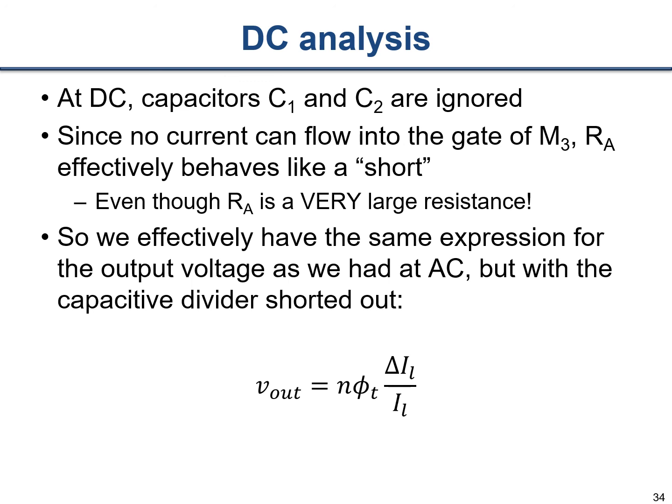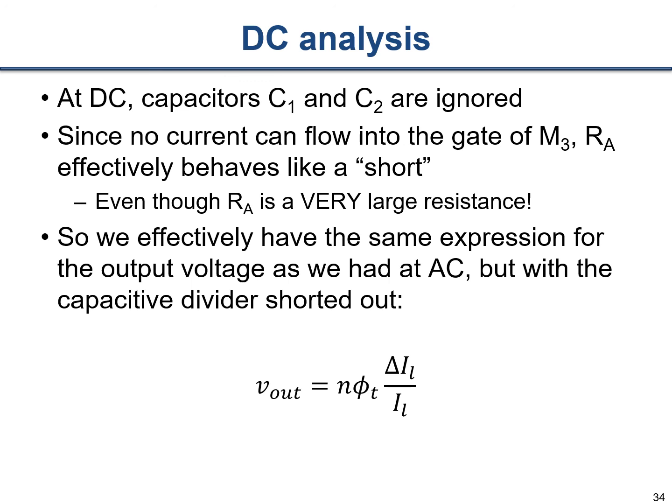There's no current that can flow through the gate of the transistor, assuming we're using a process that doesn't have appreciable gate leakage. So as a result, the current that flows through RA is basically nothing, right? So as a result, whatever voltage is seen on the right of RA is basically just going to find its way to the left of RA. So even though RA is a huge resistance, it's basically acting as a short circuit at DC.